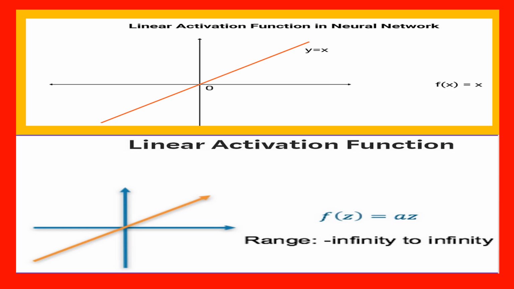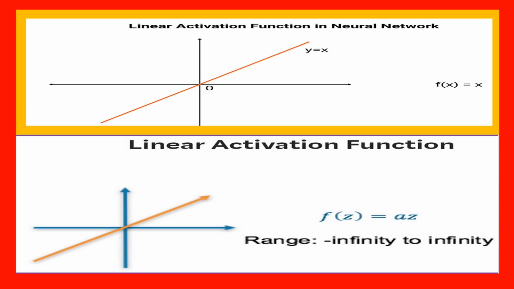Next comes linear activation function. Now this linear activation function, also known as identity function, is a simple mathematical operation that returns its input unchanged. It is defined as f(x) equals x. So in simple terms, the linear activation function is a function that does not alter the input in any way. It simply passes the input through it without modifying it.